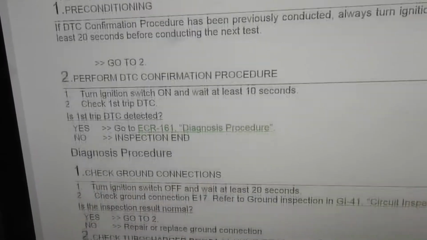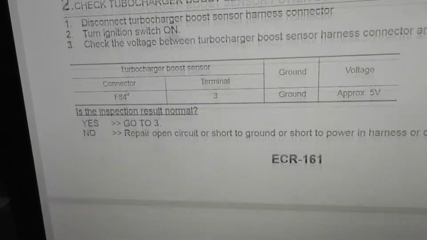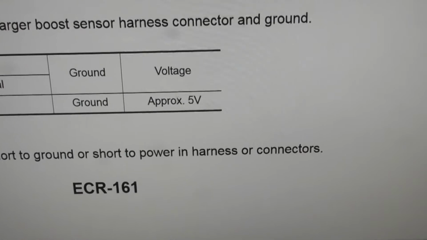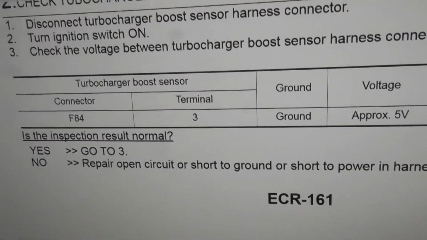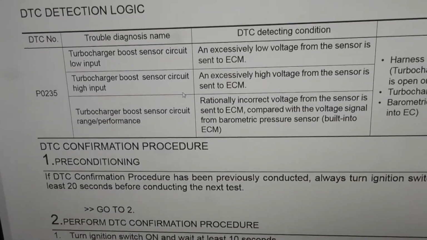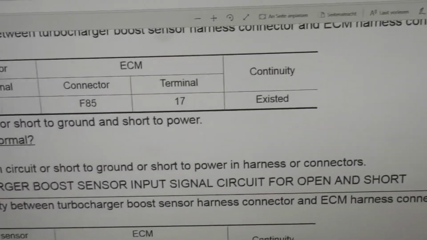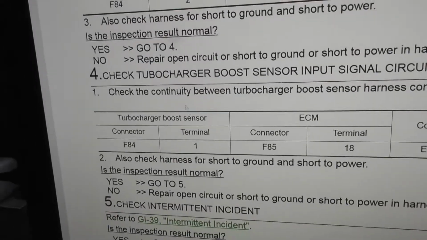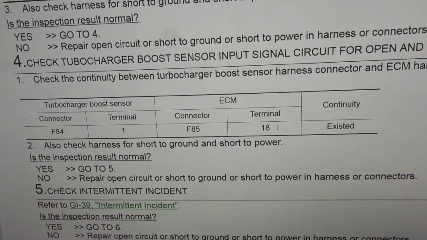So now this is a simple check: power and ground. This sensor works with the 5 volt reference voltage from the ECU. That's good to know, on pin 3. And ground is at terminal 2. Okay. And the output is on pin 1 from the sensor.